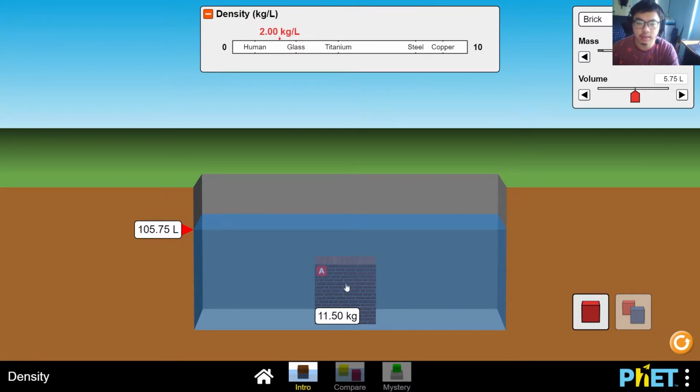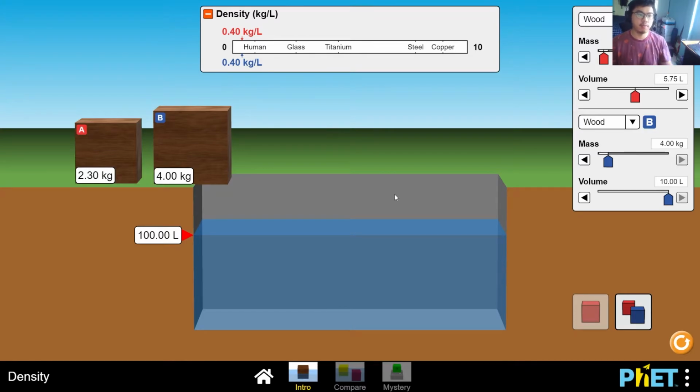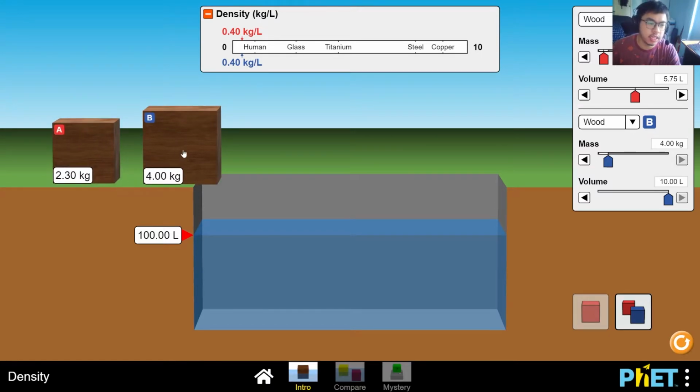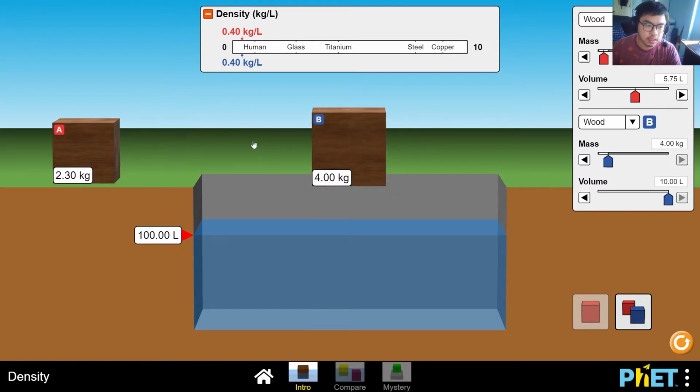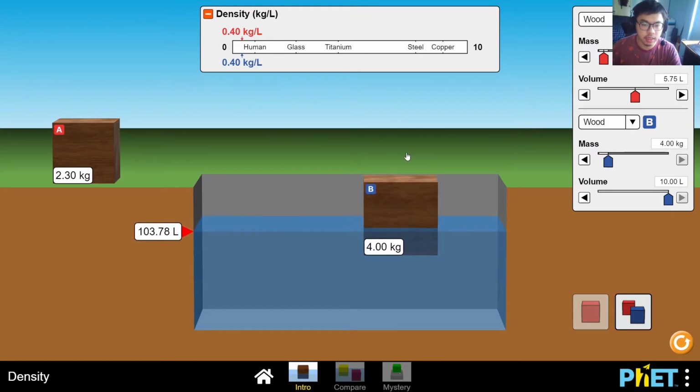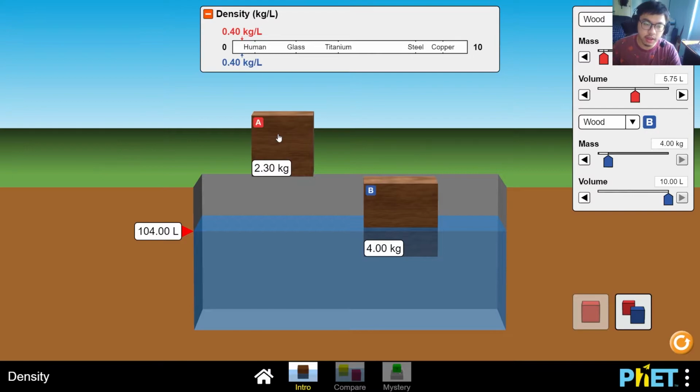So it will sink. Okay, now I have two objects here, and they are both made out of wood. You will see one is smaller than the other. One is quite heavy with 4 kilograms, and the other is 2.3 kilograms. My question to you is, which one will float and which one will sink? Let's look at B. Will it float or will it sink? It floats. What about A?